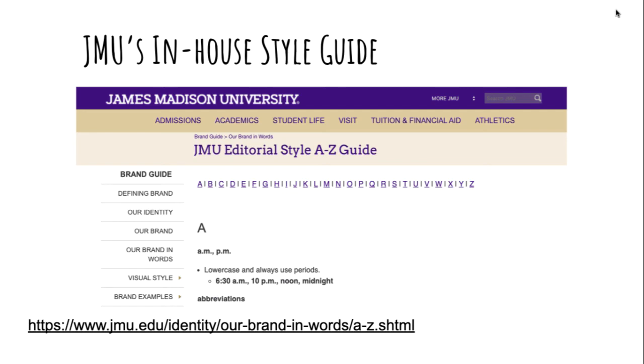JMU's in-house style guide is called Madison Style, and it can be found online. It includes information that's specific to JMU, such as how to write out JAC card, which stands for JMU Access Card, and is the card that identifies you as a member of the university community. But it also prescribes departures from the AP style book, such as how to write percentages.